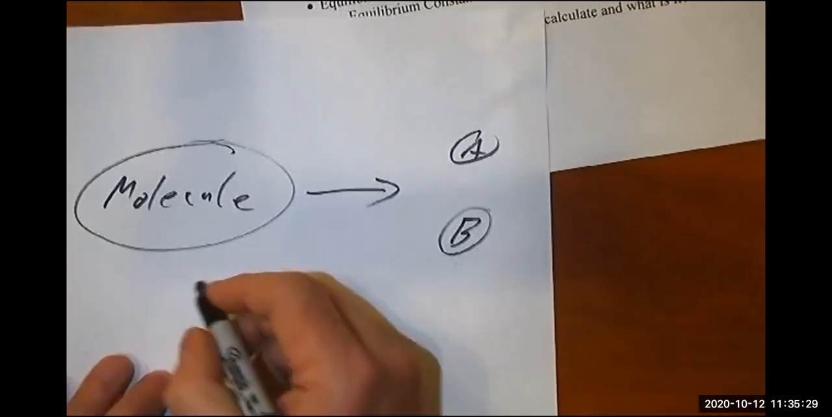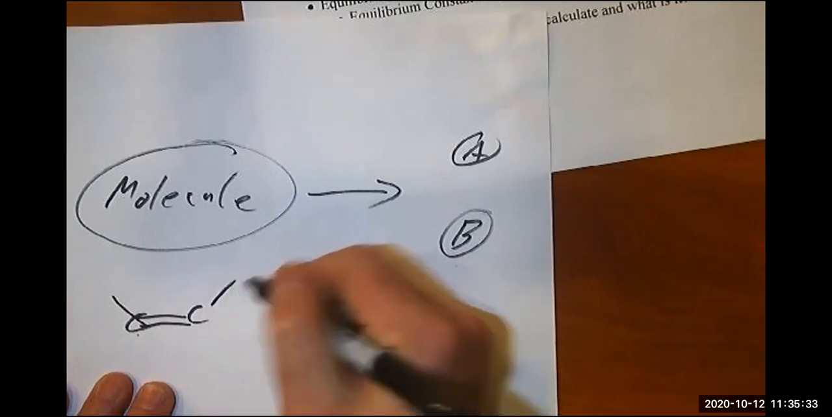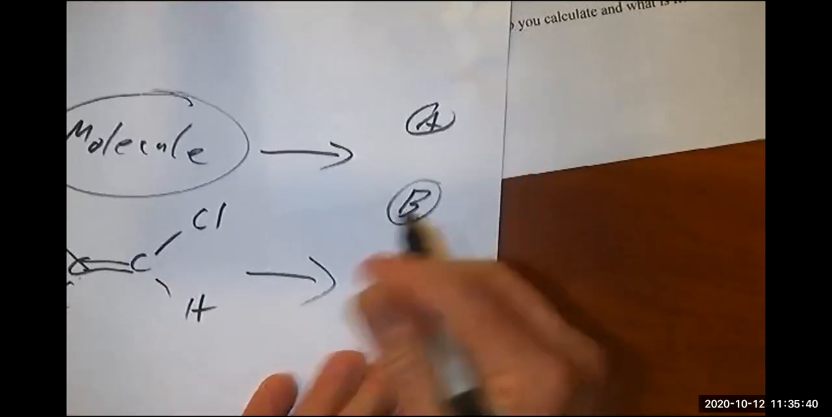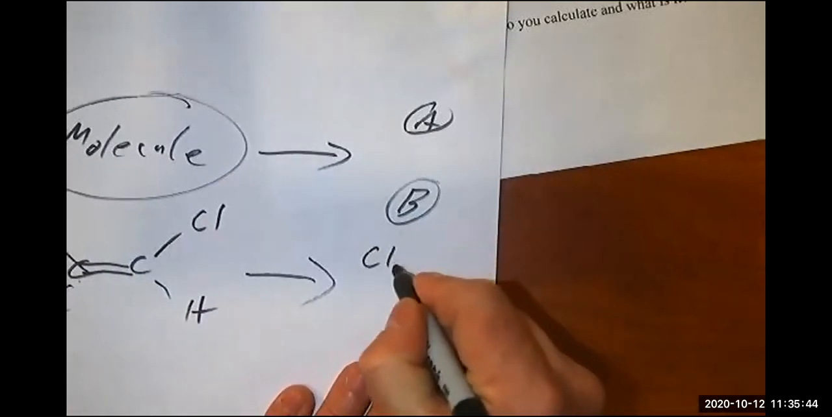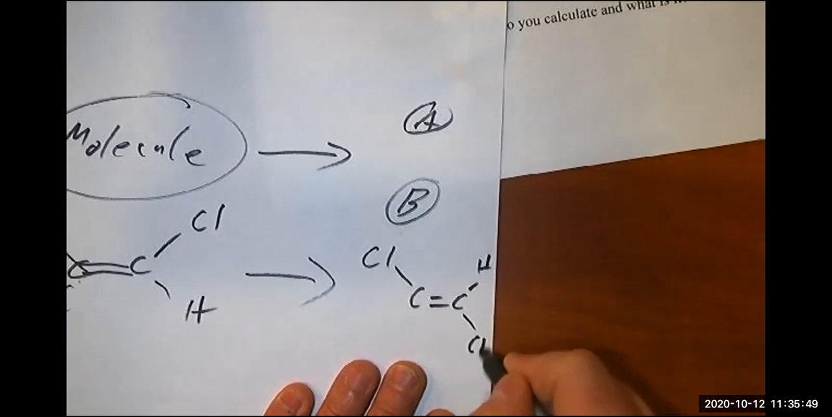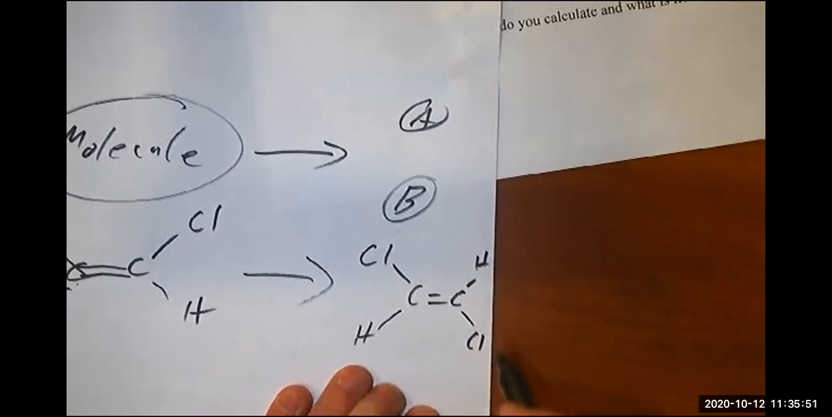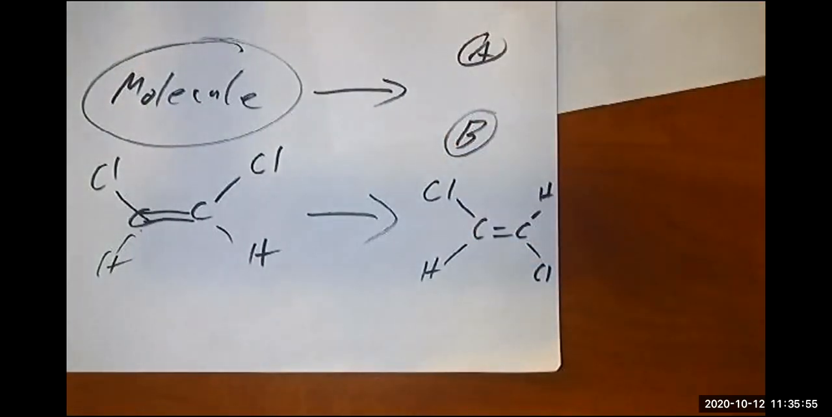So maybe you've got, imagine having a double bond here, chlorine, chlorine, hydrogen, hydrogen. And then maybe it undergoes a reaction where it's going to rotate. So you end up with a different compound where the chlorines are opposite each other rather than being on the same side as each other. So these would be examples of unimolecular reactions that could happen.